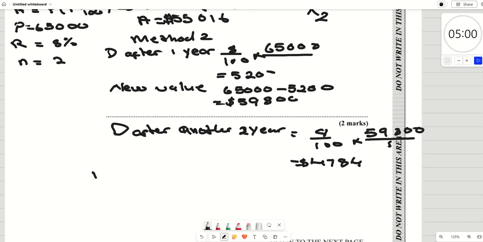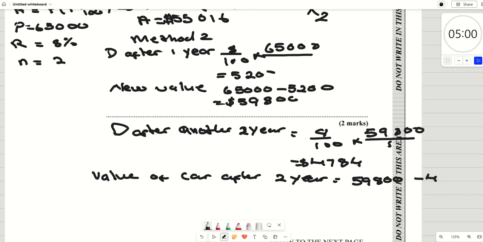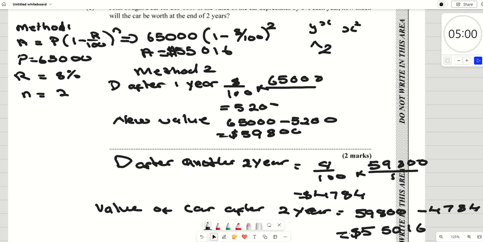So the value of the car after 2 years would be 59,800 minus $4,784, which is equal to 55,016. Yeah, $55,016. And that would be the answer, which is the same answer as you got when you used the formula. Right, so these are the two ways that you would do this question.